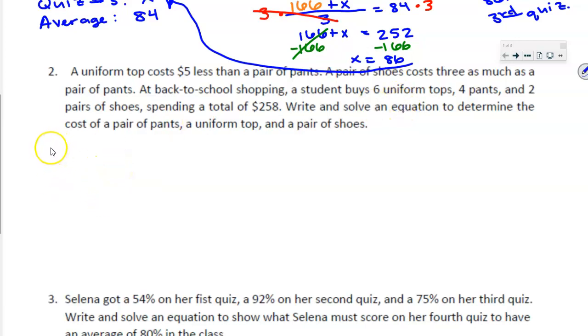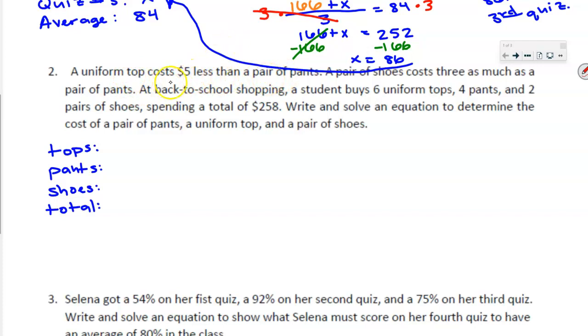When I read this problem carefully, I realize there are 3 different quantities. We are purchasing uniform tops, we're purchasing pants, and we're purchasing shoes. I also know the total cost. I'm going to write down little expressions to represent each of these, but I want to do so as I reread this problem. It says a uniform top costs $5 less than a pair of pants.